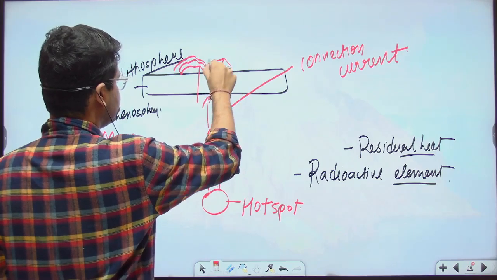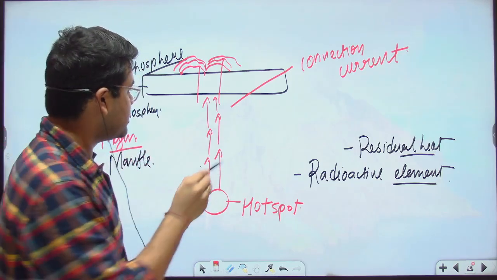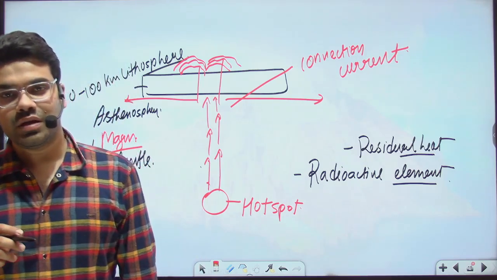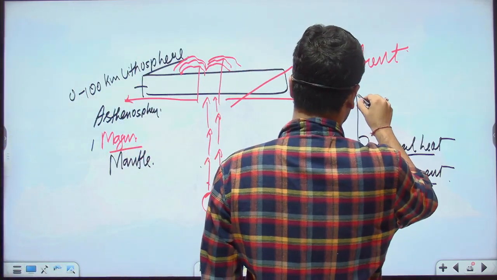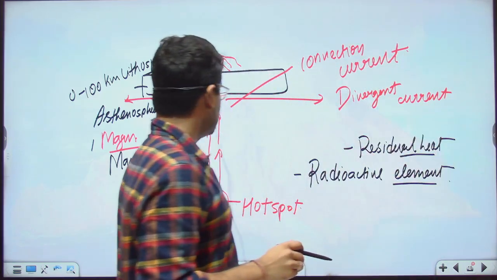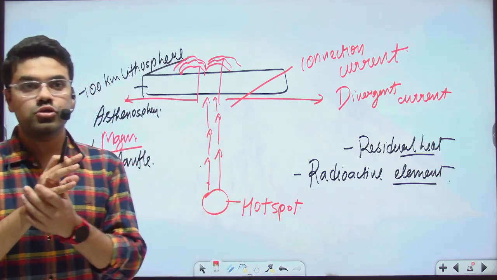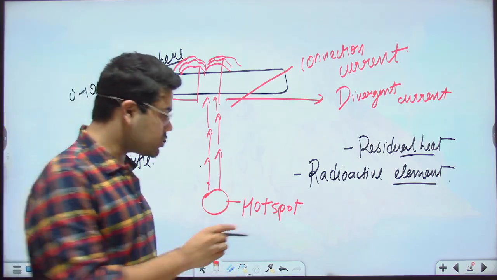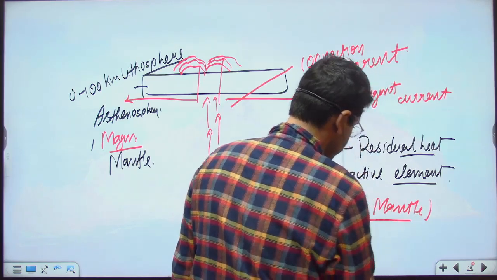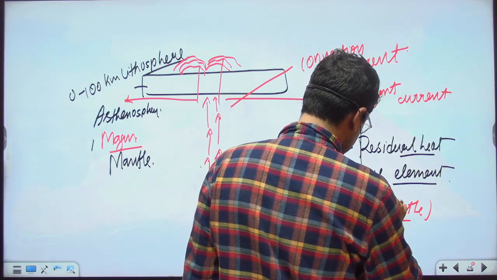Magma comes out of this part in the form of volcanoes, but the rest 80% of the magma, the convection current, diverges beneath the lithosphere. This divergence is said to be the divergent current. Now since they are moving in the horizontal direction, they are getting detached from their source of energy, that is the hotspot. The hotspot is at the lower part of the mantle, at the boundary of the lower and upper mantle, I would say.